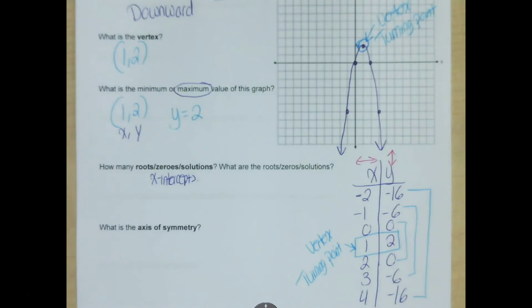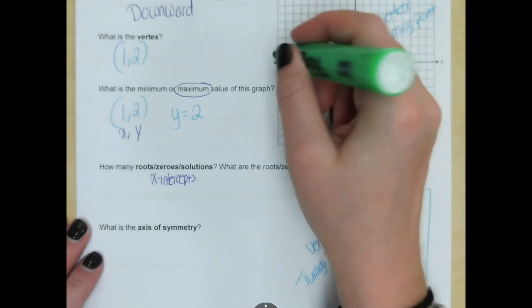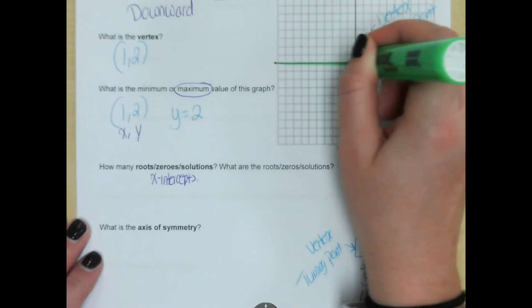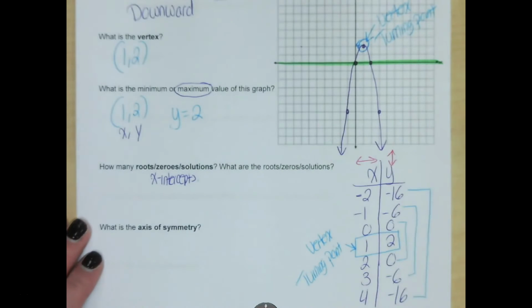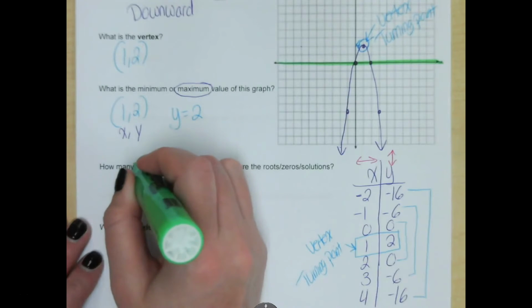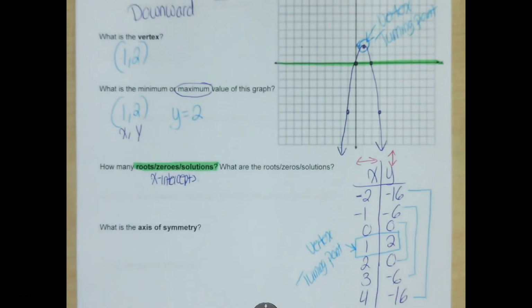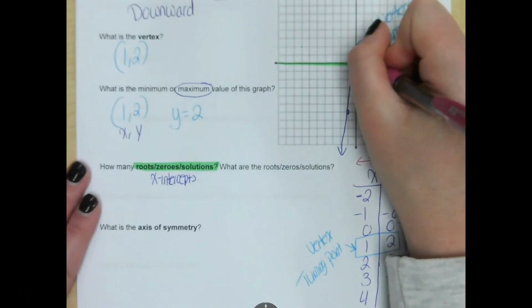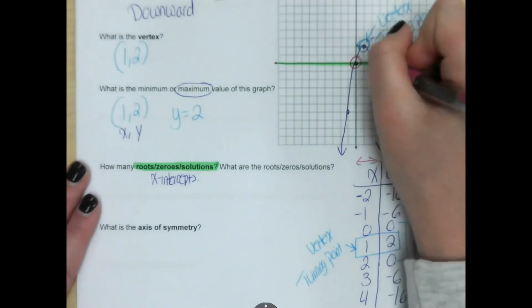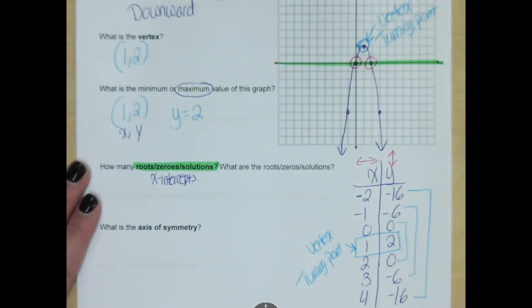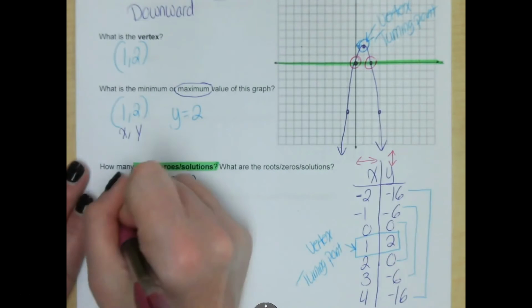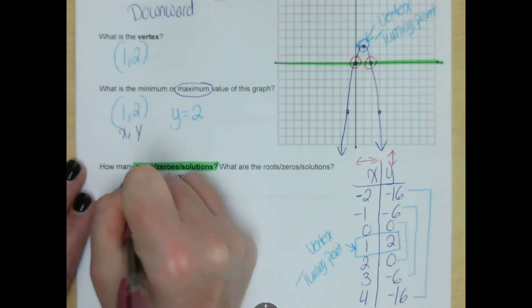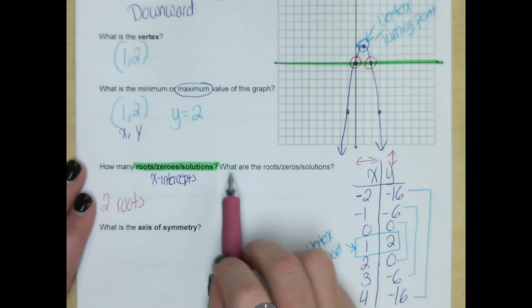So again, if I want to look at where my roots would be, that's really looking at my x-axis here, which I want to highlight. If I want to see where my roots or my zeros or my solutions are, that's where I want to check. I can see that my graph hits my x-axis 1, 2 times. So how many roots do I have? I have 2 roots. And then it says, what are they?